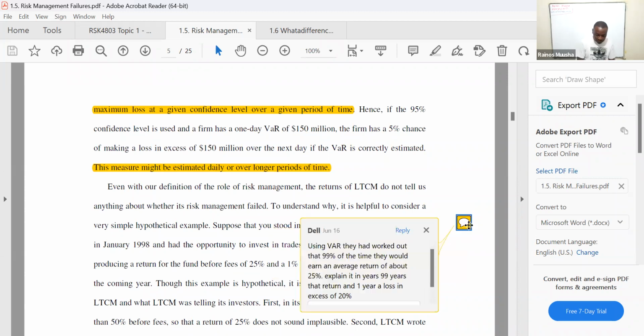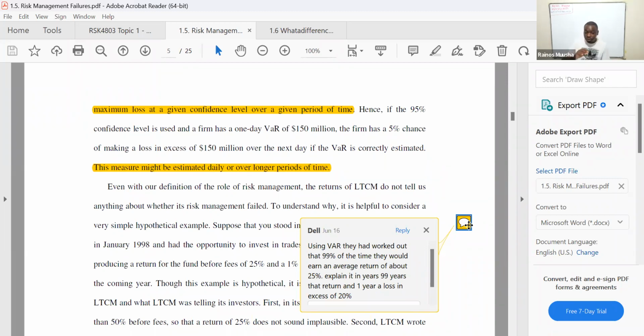So which means when you look at the case study of LTCM, when they did their calculation of value at risk, they saw that using the value at risk, they had worked out that 99% of the time they would earn an average return of about 25%. So they'd done their calculations, and using the value at risk, they determined that 99% of the time they would earn an average rate of return of about what? 25%. So which means that explained in years, in 99 years they would earn that return. So they were expecting that over a period of 99 years, they would expect to earn a minimum of 25% return consistently over a 99-year period.